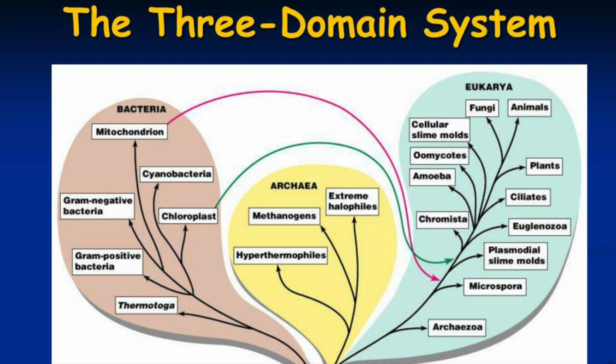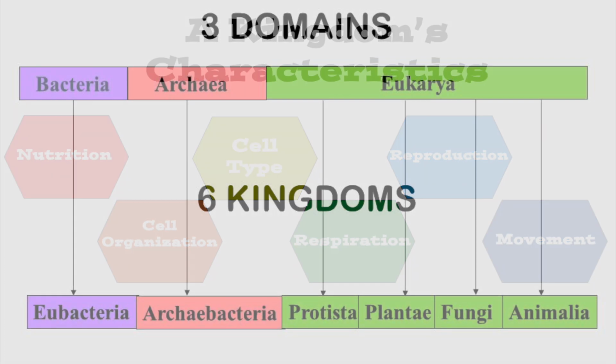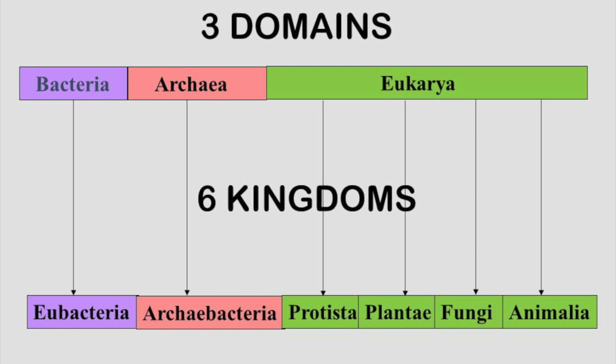Each domain is divided into kingdoms, the 2nd rank in taxonomy. Kingdoms are classified according to their ancestry over the course of evolution. All species in a specific kingdom have similar characteristics, such as nutrition, cell organization, cell type, respiration, reproduction, and movement. The 6 kingdoms of life are eubacteria, archaeobacteria, protista, plantae, fungi, and animalia.